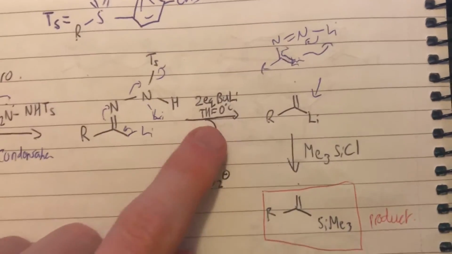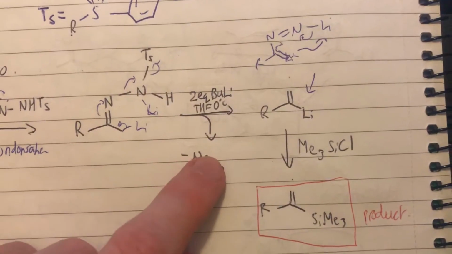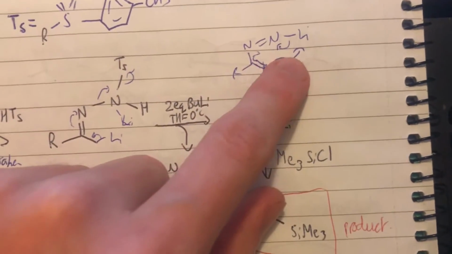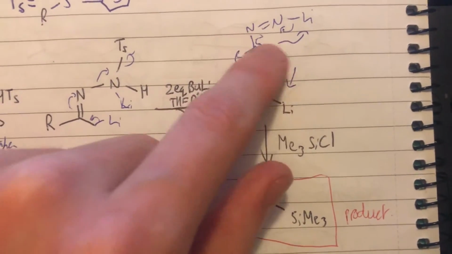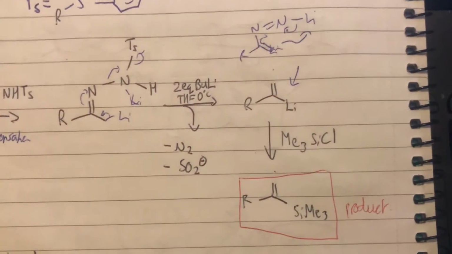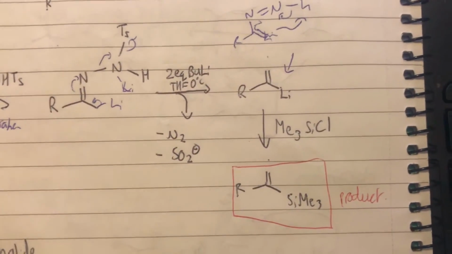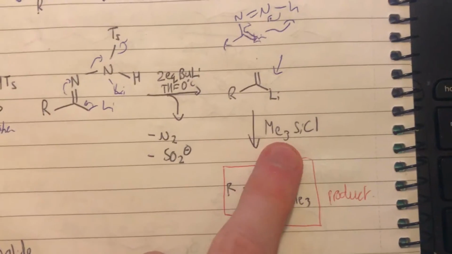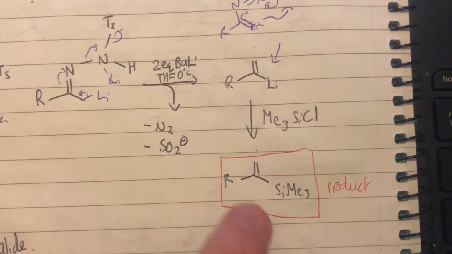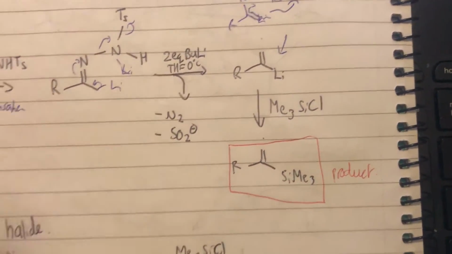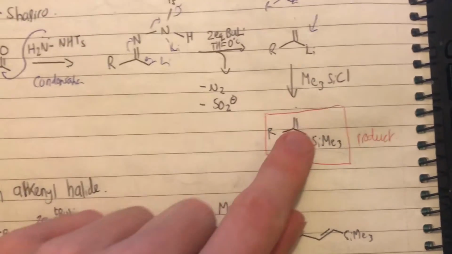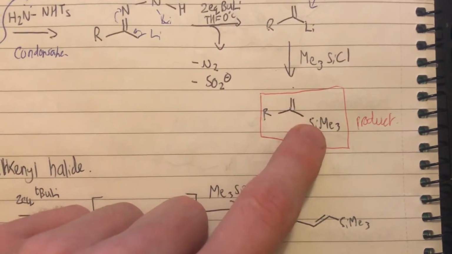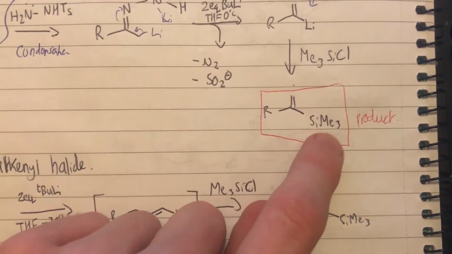In this step, we've pretty much done both steps in one. We've removed N2 and we've also removed SO2 minus. As I said, I did a little mechanism quickly sketched there. It's just a rough one. Like I say, we've done it before in one of the other videos. Adding in Me3SiCl just displaces the lithium in this case. And that's the product. So an alkyl silane is where the double bond is one away from the silicon.